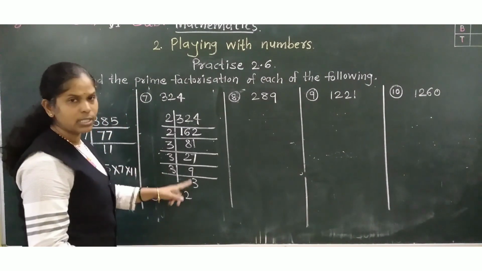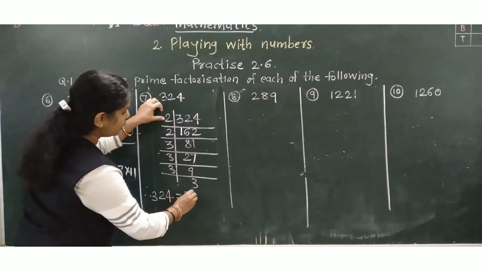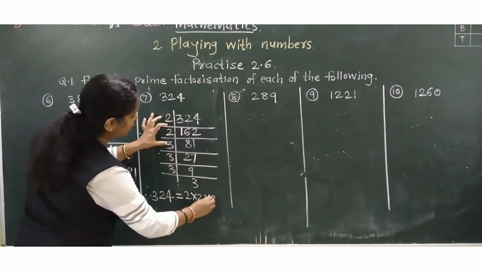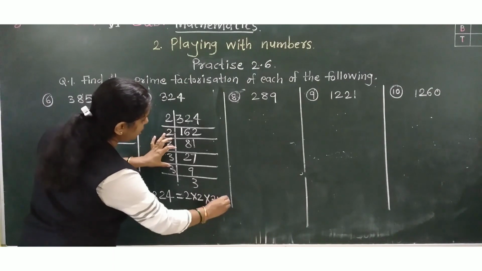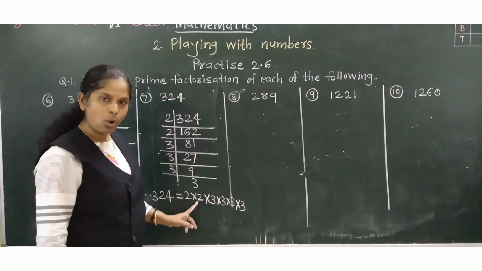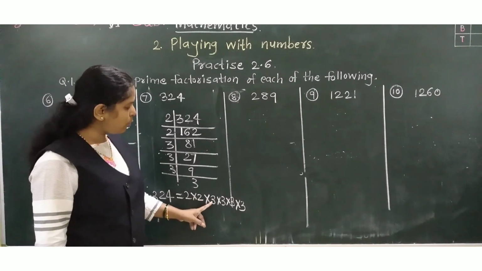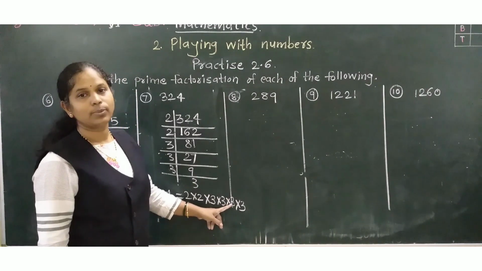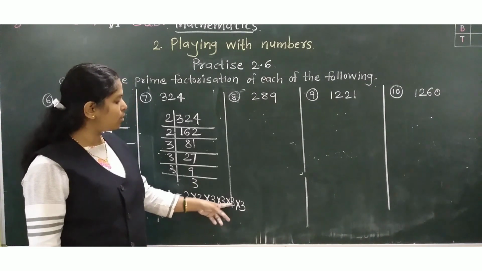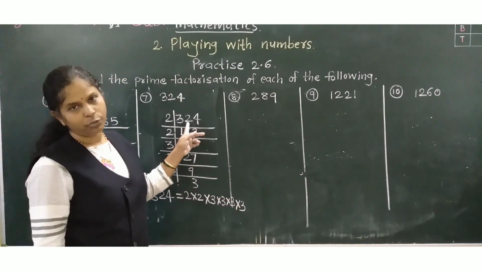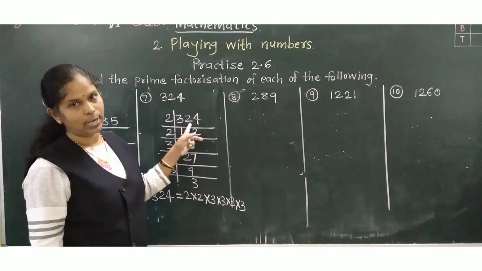Write all these numbers in the form of product, in the form of multiplication. 2 into 2 into 3 into 3 into 3 into 3. 2 2s are 4. Okay, 4 3s are 12. 12 3s are 36. 36 3s are how much? 108, and 108 3s are 324. You will get the answer 324.